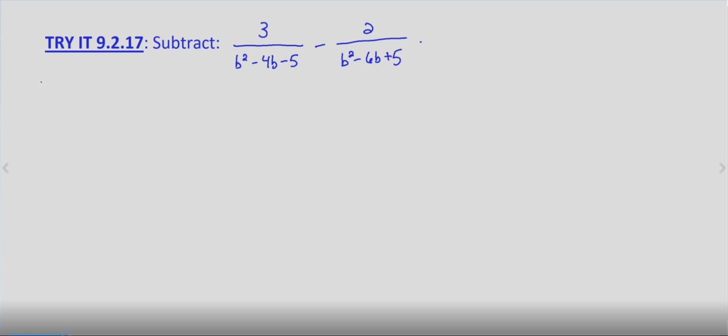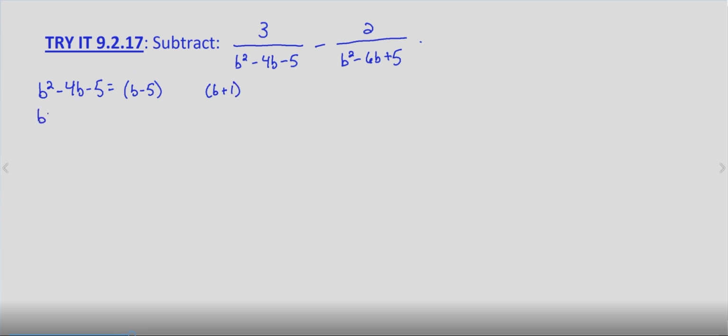So we have b squared minus 4b minus 5. That equals what two numbers multiply to negative 5 and add to negative 4? That would be b minus 5 times b plus 1. I'm going to leave a gap here in case we have factors that we need to include from the second denominator.